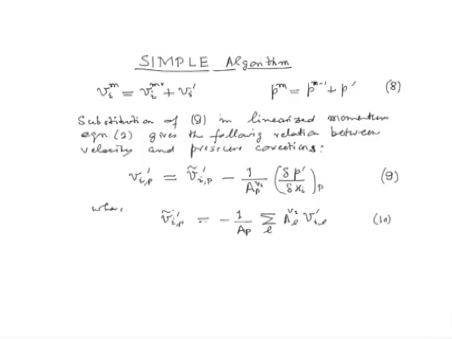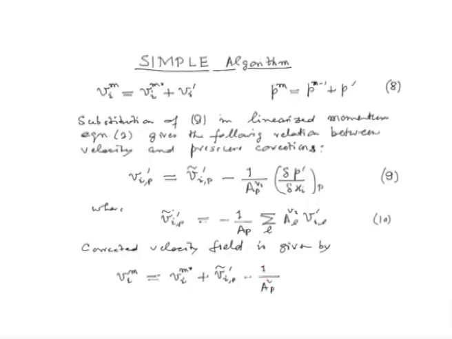Now, if we substitute 9 in 8, our corrected velocity field is given by Vi m equal to Vi m star plus Vi tilde prime minus 1 over A P Vi, delta P prime over delta x i at P. Now, this must satisfy our continuity equation.